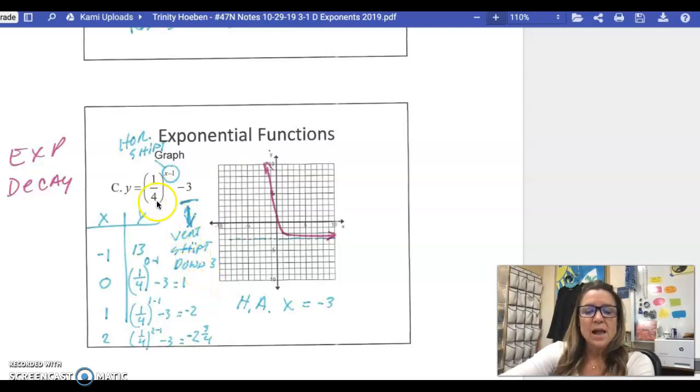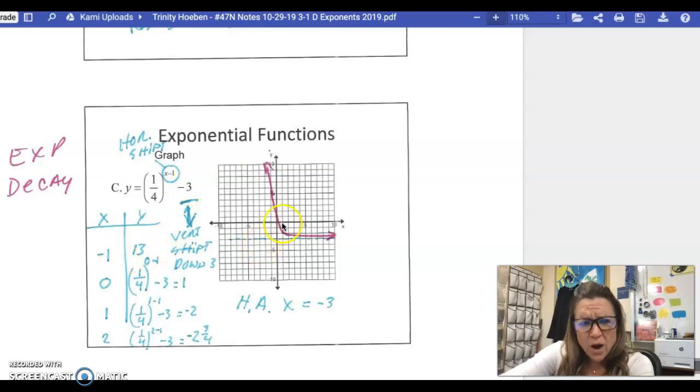All right. And we've got a base of 1/4. That means it's going to be exponential decay. All right. So we try plugging in some different numbers and see what happens here. So if we plug in -1, that would make that exponent -2. That's going to move the 4 up to the numerator, and then 4 squared is 16. 16 minus 3 is 13.